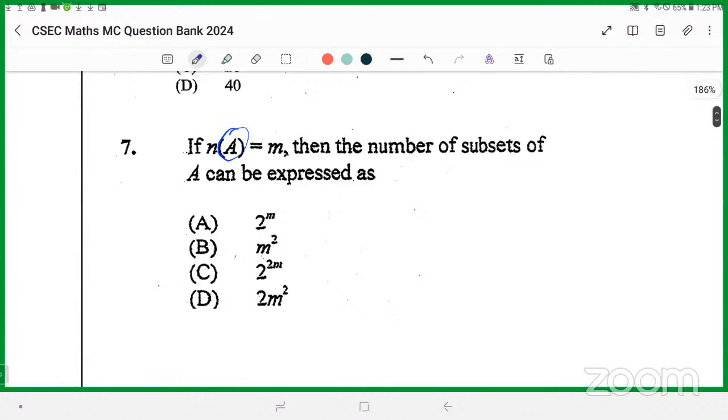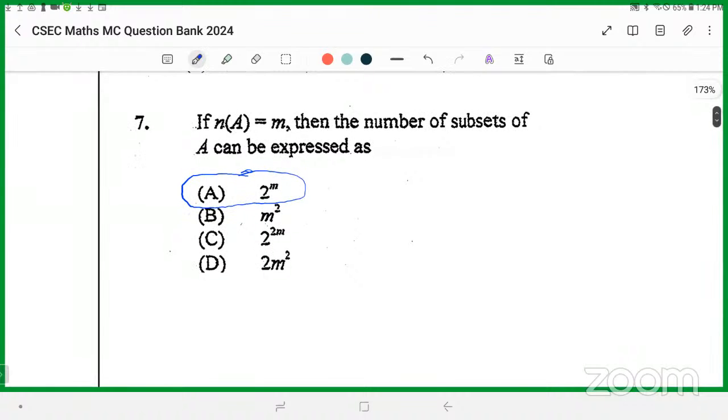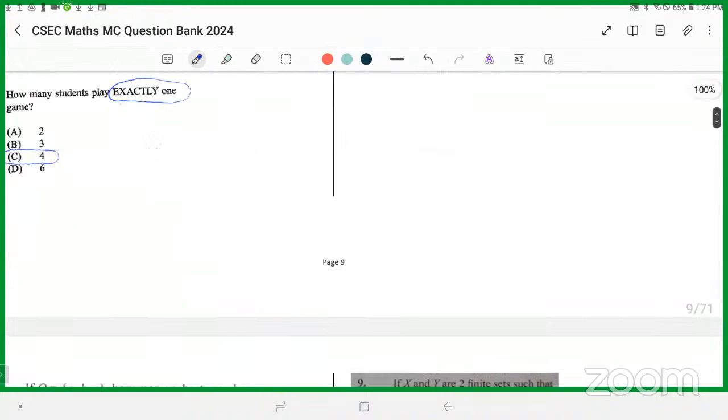If the number in set A is n(A) = m, meaning that there are m elements in the set A, the number of values in set A is m, then the number of subsets is 2 to the m. 2 to the number of values. M is the number of elements. 2 to the m is something that you must know, guys. The number of subsets is 2 raised to the power of the number of elements in the set. And remember, it has 2 improper subsets. All right.